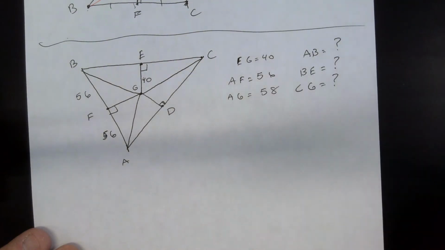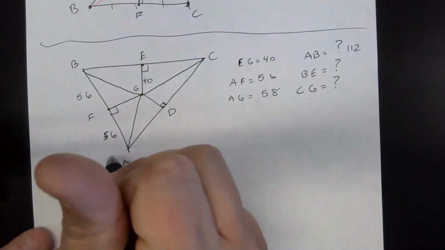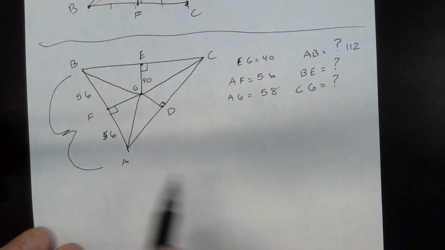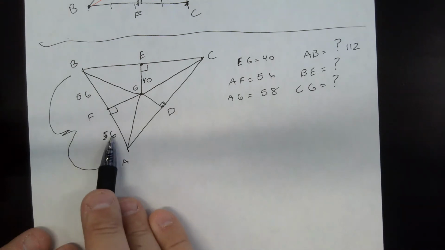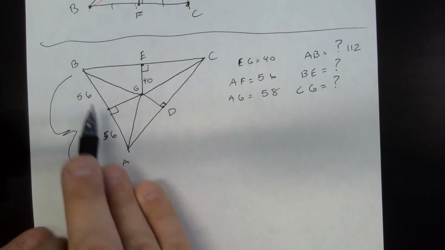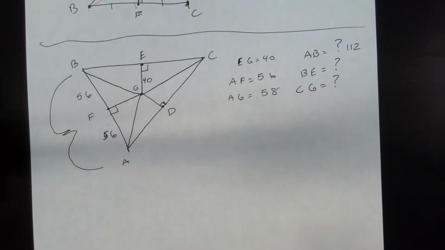So look at this one. Can we get AB already? Yeah. AB is going to be 112 because A to B is that entire line. If they tell us that AF is 56, this is a bisector, so this also has to be the same as this, right? Okay, so right now we have that.